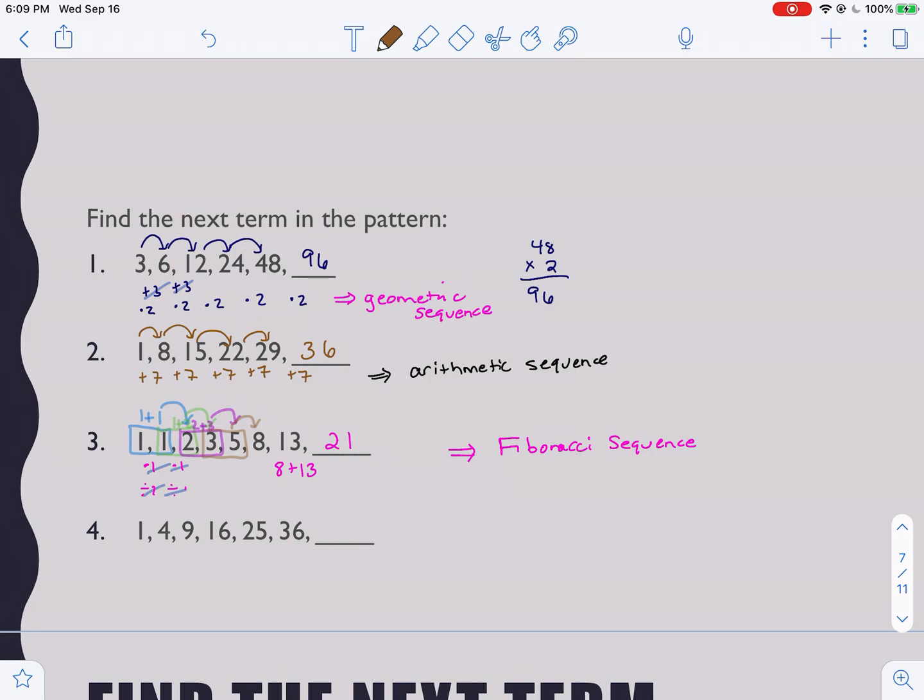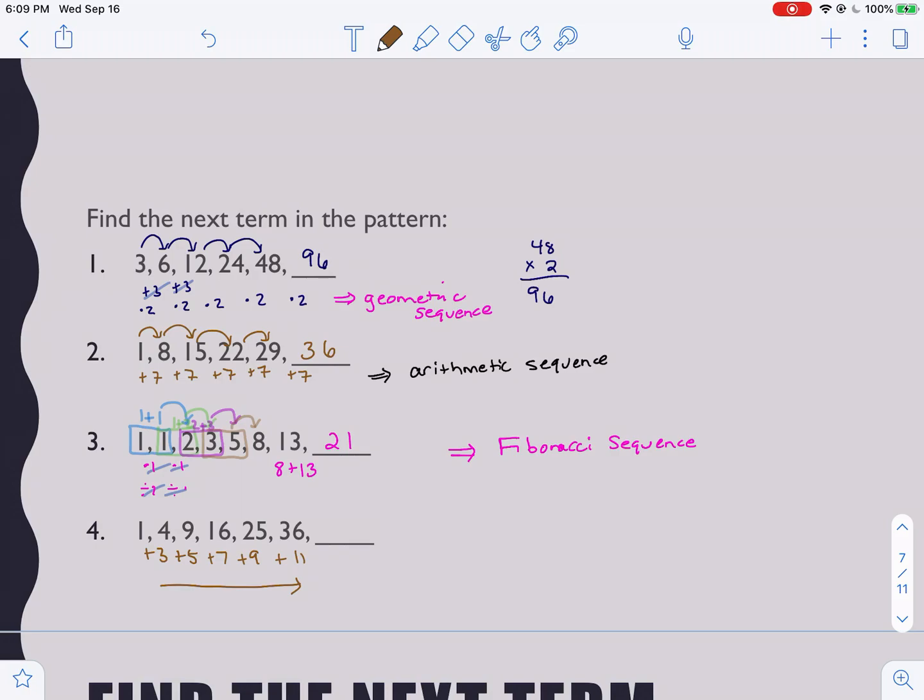1, 4, 9, 16, 25, 36. Well, one way to go from 1 to 4 is we could add 3. To go from 4 to 9, you don't add 3, you add 5. To go from 9 to 16, you would add 7. 16 to 25, you would add 9. 25 to 36, you would add 11.